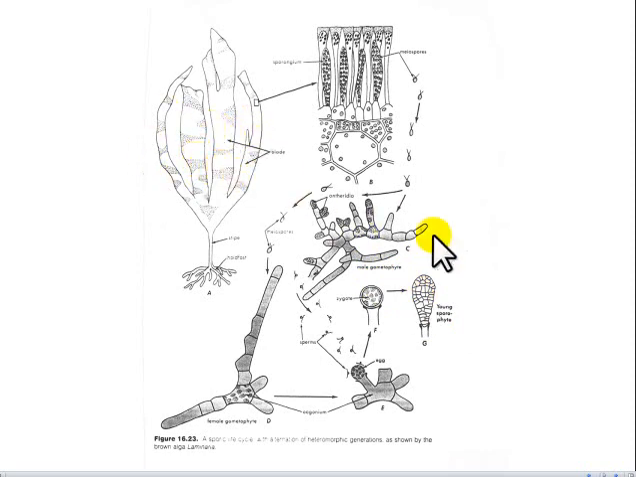And so there you have it, ladies and gentlemen. We have alternation of generations with this protist called what? Laminaria. All right, there you have it, folks.